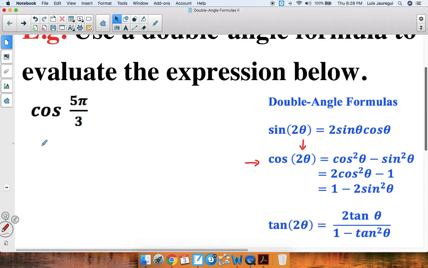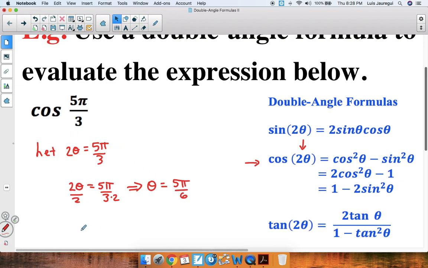So let's start the formalization of the solution. Let 2 theta be equal to 5 pi over 3. That is because we matched both inputs. Now the next thing we're going to do is to solve for theta. So we have 2 theta is equal to 5 pi over 3. Let's go ahead and divide by 2 on both sides of the equation. So this implies that theta is equal to 5 pi over 6.